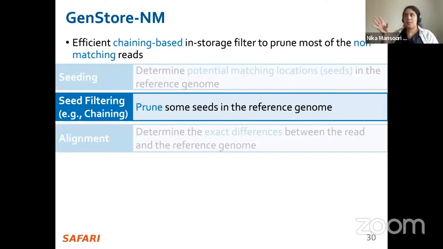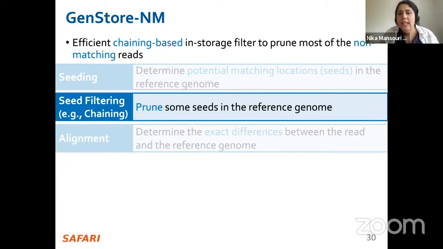Then GenStore NM. I hope you remember the 3 steps we discussed: the seeding, seed filtering and chaining, and alignment. So using chaining, that second step, GenStore NM filters most of the non-matching reads, which are reads that would not align to any subsequences in the reference genome. Recall that the chaining filter calculates a similarity score for each read, called the chaining score, and filters reads with no high scoring potential matching location. Basically, if a read already has all its potential matching locations filtered, then there's no need to go to the alignment because there's no location to align to.